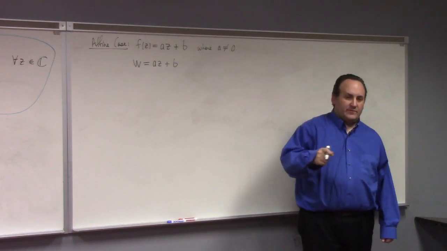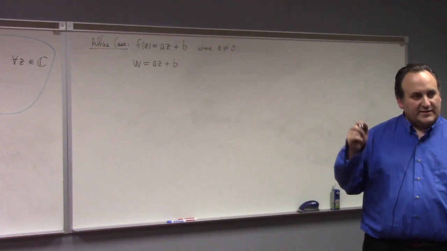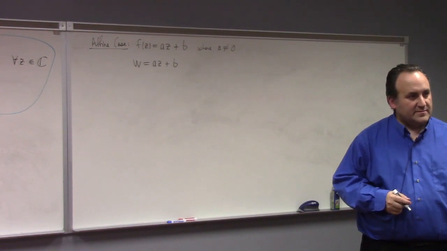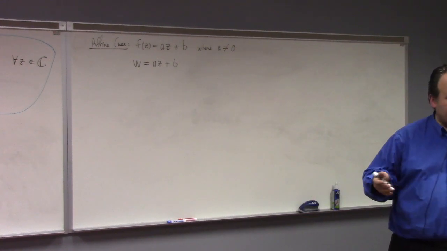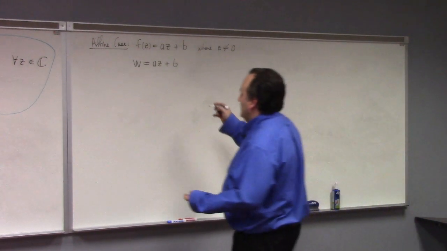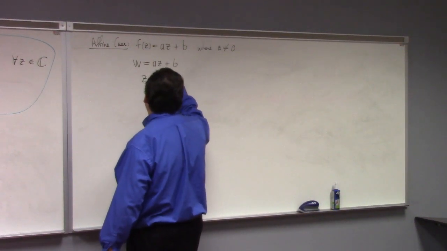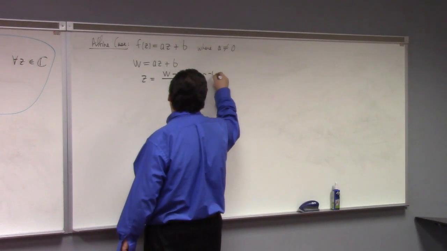See, this is what's totally wrong with the way we teach pre-calculus. You should have always been taught to find the inverse function: you write down y equals f of x and you solve for x. That's all you do. You write down the formula and you solve for z. That's the inverse function. So I solve for z, w minus b over a, that is f inverse of w.